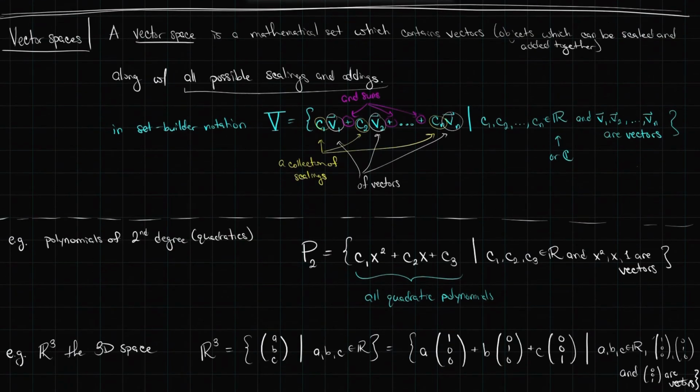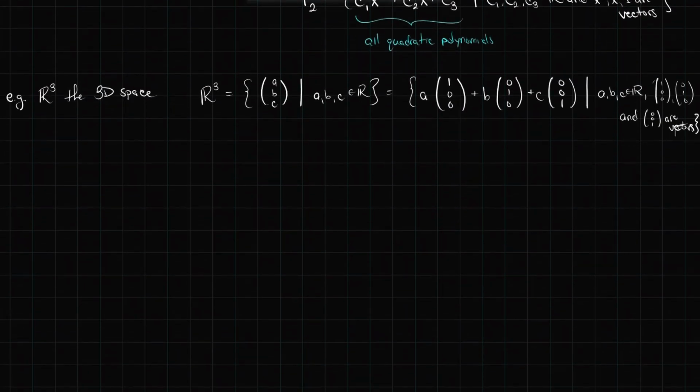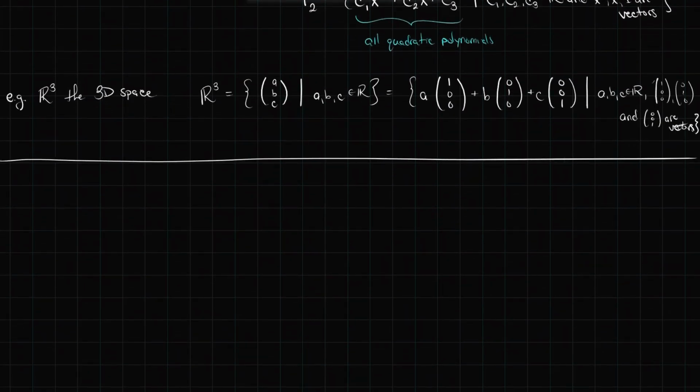Okay, so what have I implicitly done here when I've constructed these vector spaces? Terms of the form C1 times a vector plus C2 times another vector were very common.